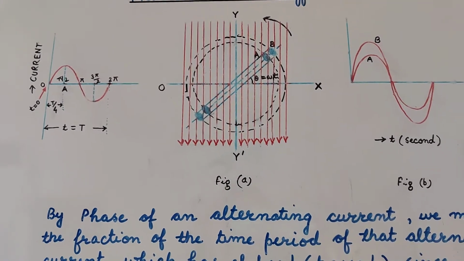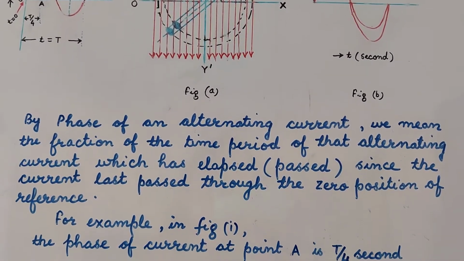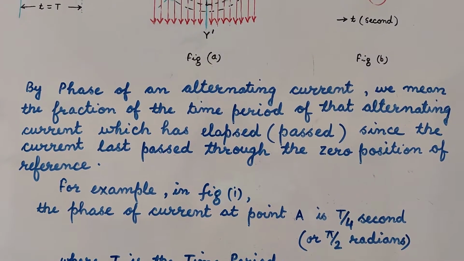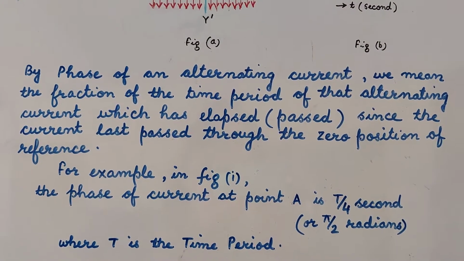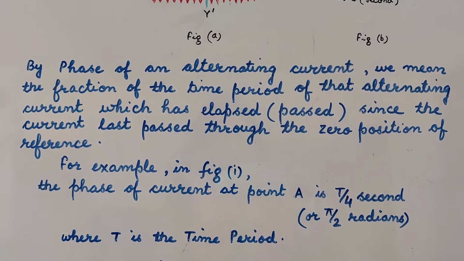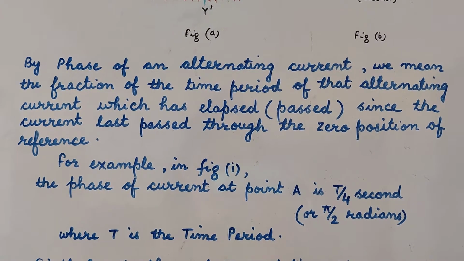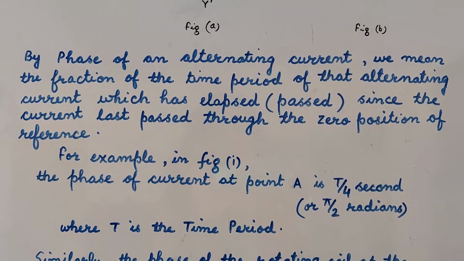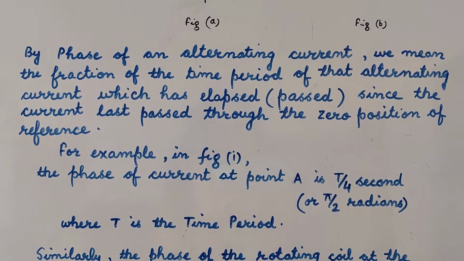By the phase of an alternating current, we mean the fraction of the time period of that alternating current which has elapsed, that is, which has passed since the current last passed through the 0 point of reference. That is, by phase of an alternating current, we mean how much fraction of the time period has passed since the current last passed through the 0 point of reference.